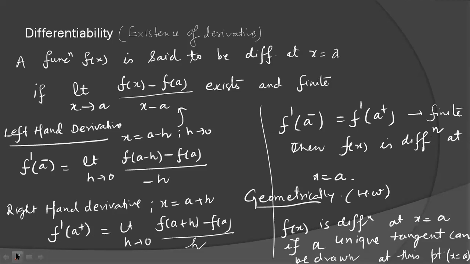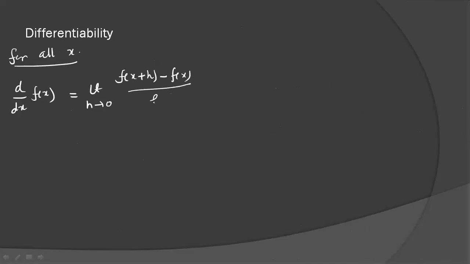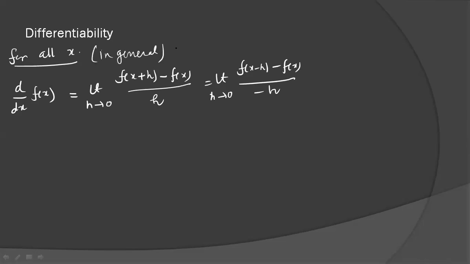This is the differentiability at any point, but for all x, you can write it like this. If you write it for arbitrary x, then d by dx of f(x) exists if the right hand derivative, limit h tending to 0 of (f(x plus h) minus f(x)) upon h, is equal to the left hand one, limit h tending to 0 of (f(x minus h) minus f(x)) upon minus h. This is also called the first principle. In general, we write it like this. This is called the first principle. This will work when the function is differentiable at any point x.